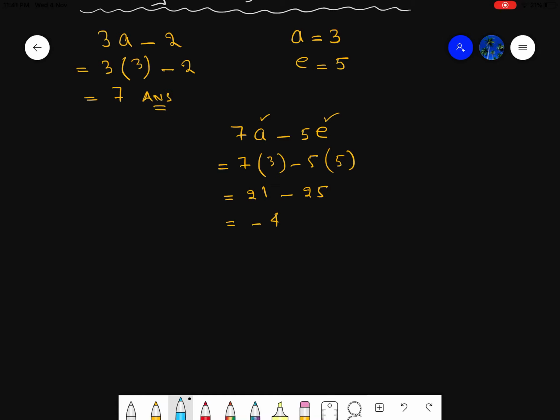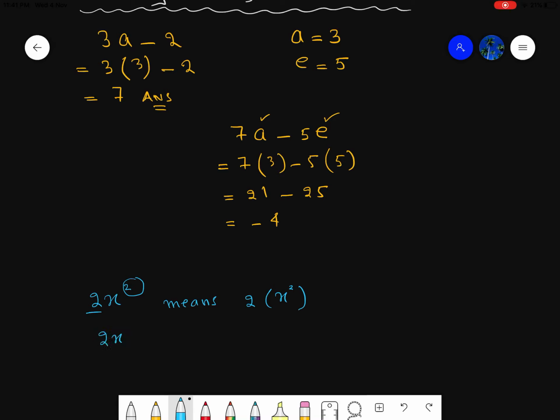There are a few points to remember. Students normally make mistakes in these points. For example, 2x raised to the power 2 basically means 2 multiplied by x squared. Remember that this square is only part of x. It is not part of this 2.